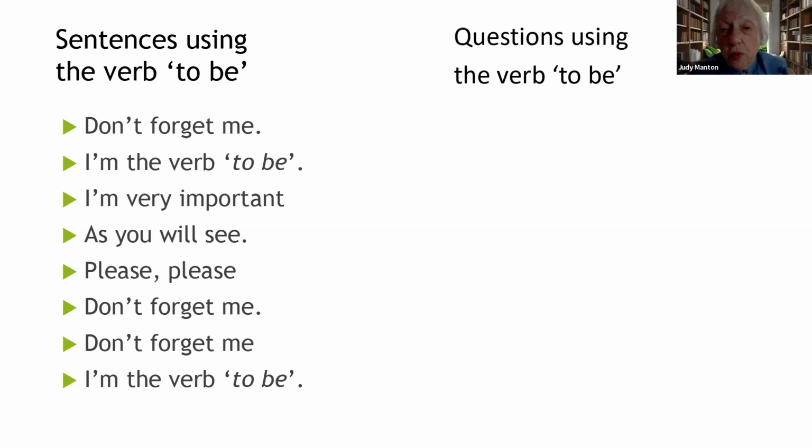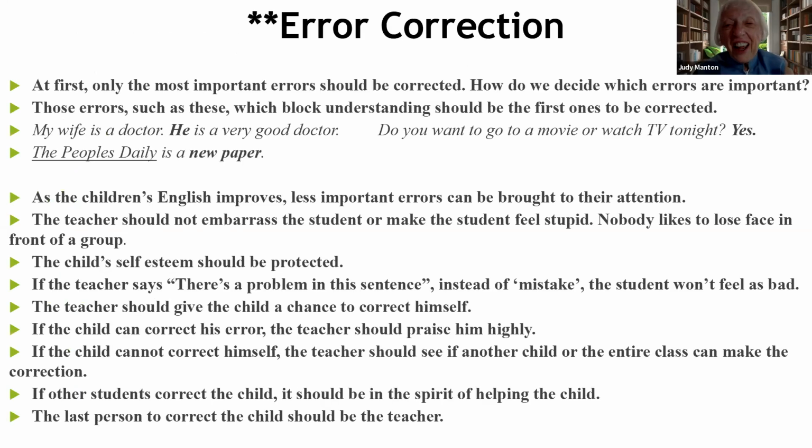Questions using the verb to be. Am I? Are you? Is she? Is he? Is she? Were the yes, no questions of the verb to be. Where are you? Where is he? Where the information questions of the verb to be. These jazz chants were designed by Carolyn Graham of New York University and were a significant contribution to the field of learning and teaching English.